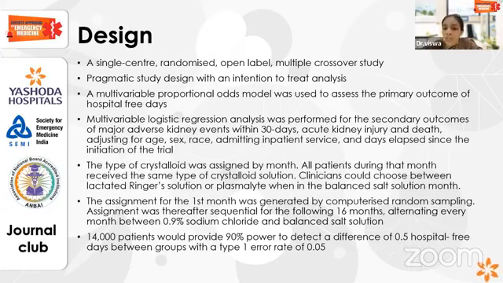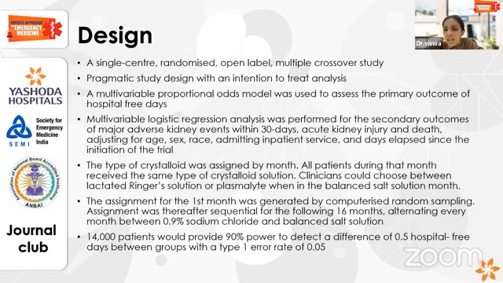The type of crystalloid was assigned every month. The ER physician would decide whether to give Plasma-Lyte or Ringer's lactate solution in the month of balanced solution, and on alternate months, normal saline was administered. The assignment for the first month was generated by computerized random sampling.